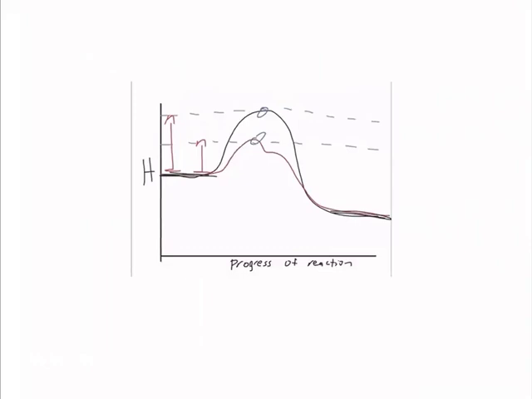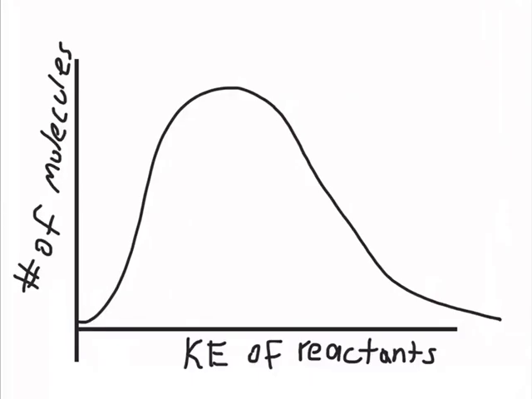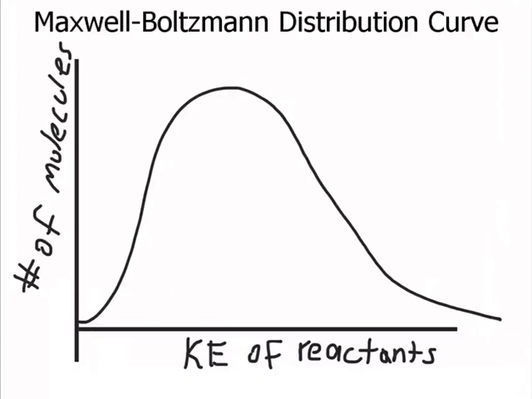So in this video, we're going to look at a graph that looks something just like this. As you can see, instead we have kinetic energy of the reactants on the x-axis and the number of molecules on the y-axis. And so this kind of graph is called a Maxwell-Boltzmann distribution curve.